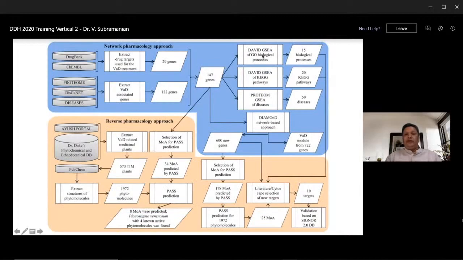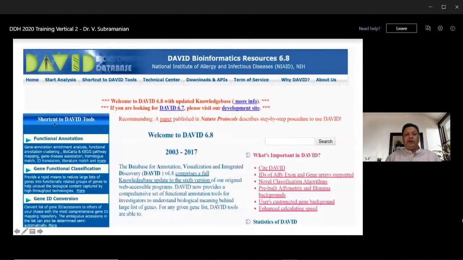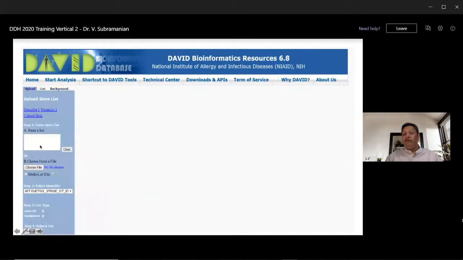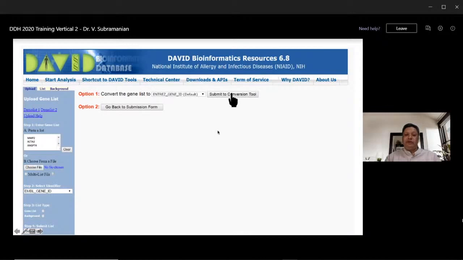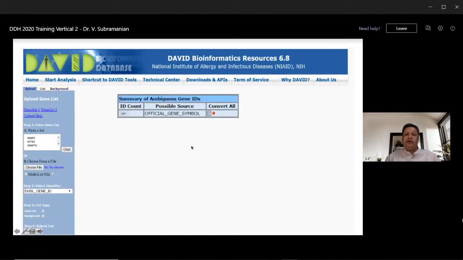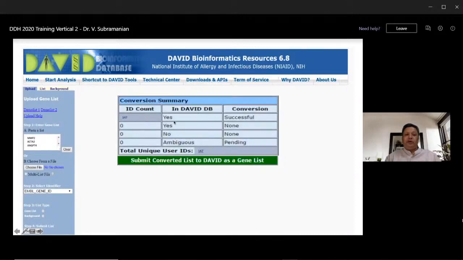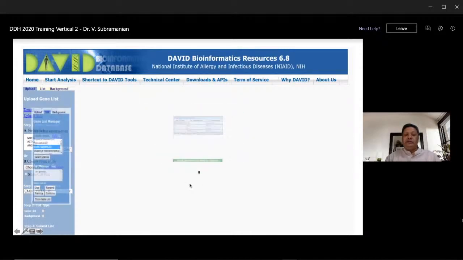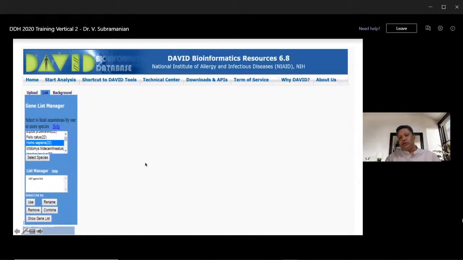If you go, you can find DAVID, and then we started the analysis. For this, the list of genes we collected from the previous exercise can be pasted here. After pasting the list, you can select the gene ID type, and then we submitted the gene list. After submitting, it converts to the format it requires. So it converted all to official gene symbols. The ID count is 147. All are successfully converted. Now we have to choose which species we want.